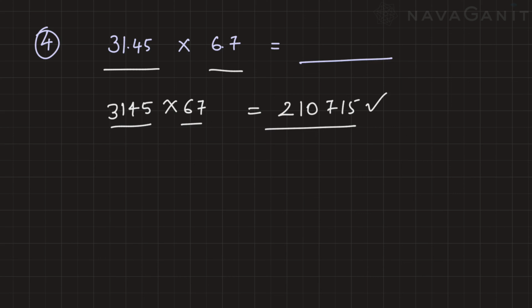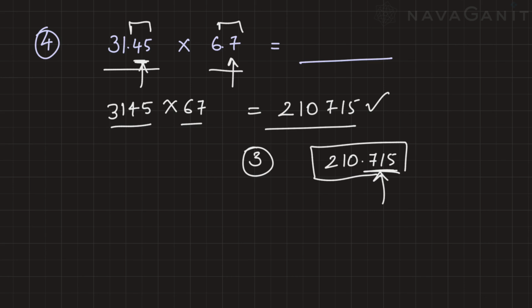And once we get our result, we see after how many decimal places we need to put the decimal point. In this case, the result will have 2 plus 1, that is 3 decimal places, 3 digits after the decimal point. Because in 31.45 we have 2 digits after the decimal point and in 6.7 we have 1 digit after the decimal point. So in the final result, I'll have 3 digits after the decimal point. So the answer is 210.715.